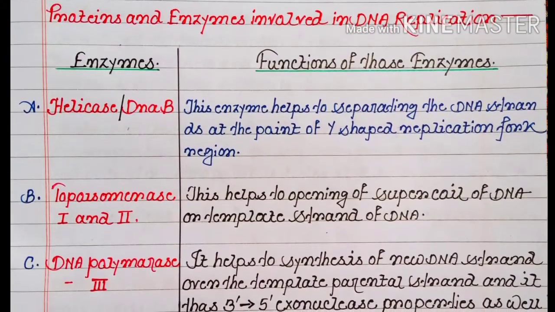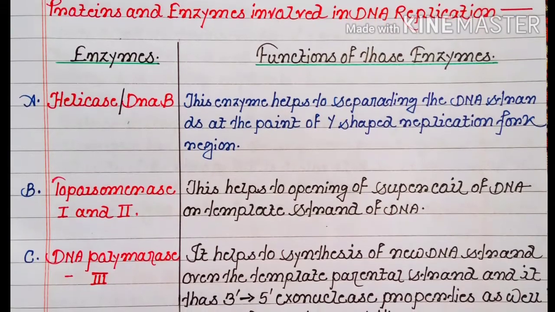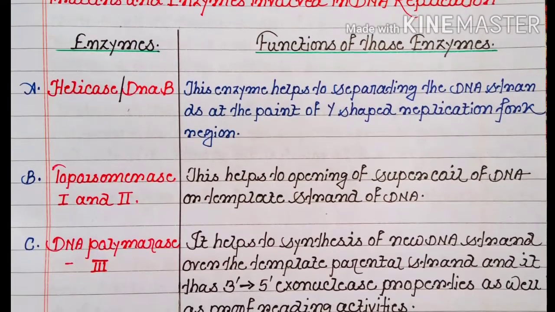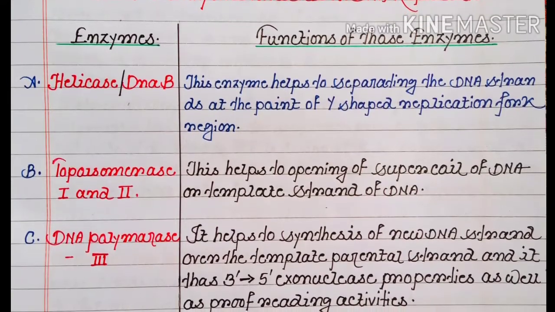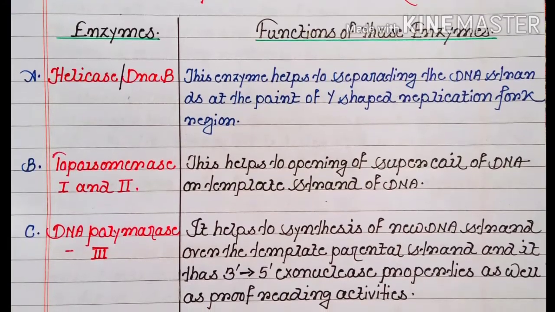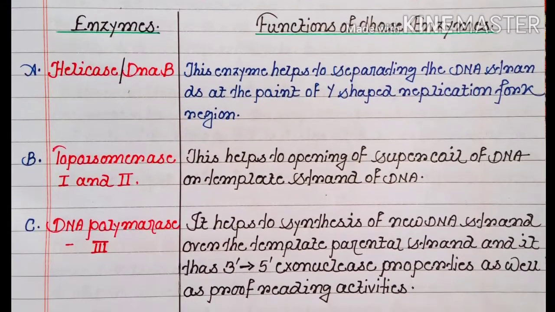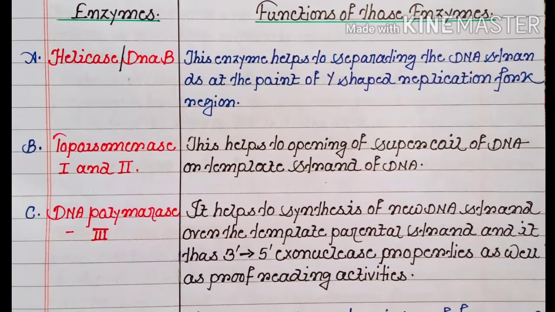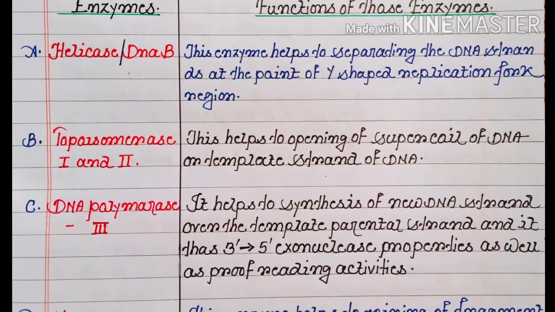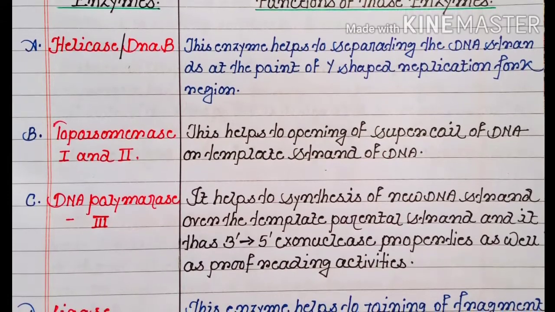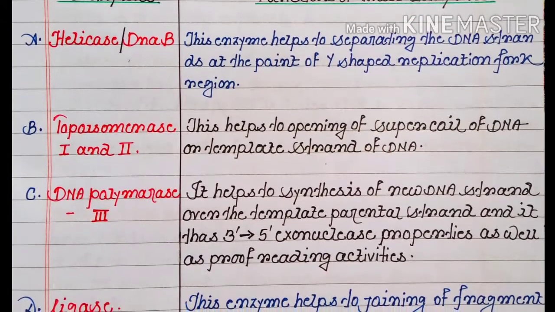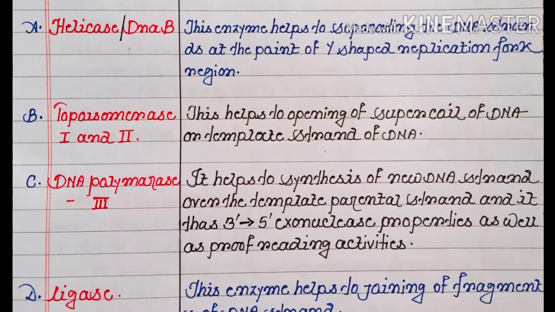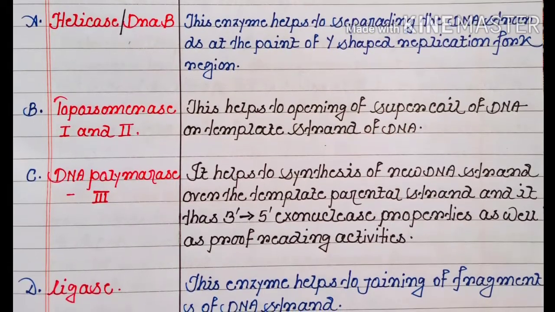Now the next topic is the proteins or enzymes involved in DNA replication. First, the helicase or DNA B protein. This enzyme helps to separate the DNA strands at the Y-shaped replication fork region. Next, topoisomerase 1 and 2. This enzyme helps to open the supercoil of DNA or template strand of DNA.